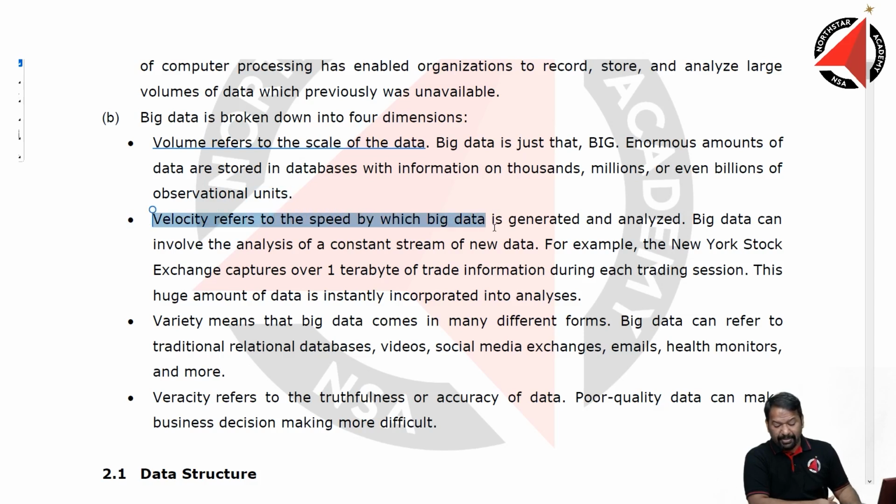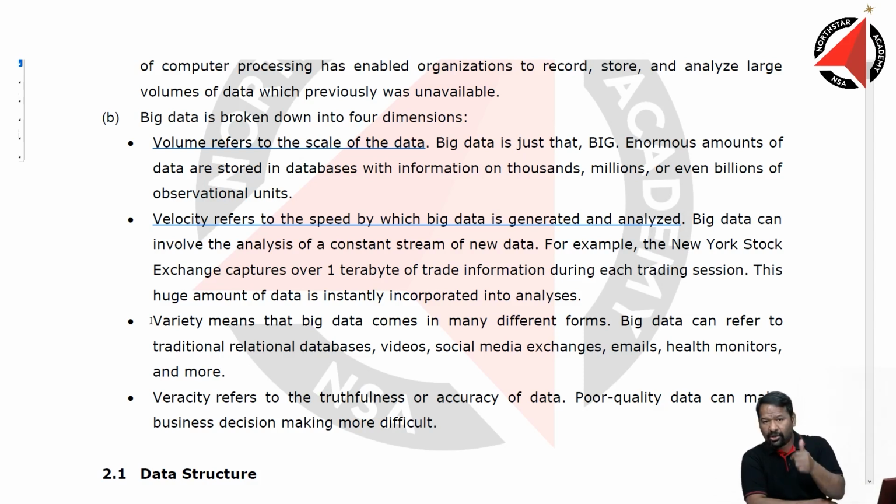Velocity refers to the speed at which big data is generated and analyzed. I'm sure all of you know, it refers to the speed. I have given you so many examples where, daily, terabytes of data are generated at a global level. Then variety. Variety means what are the different forms of data?